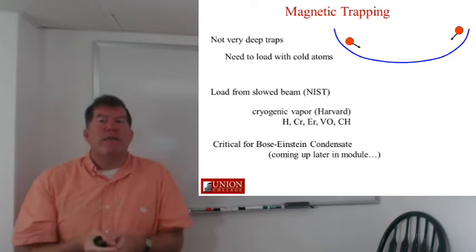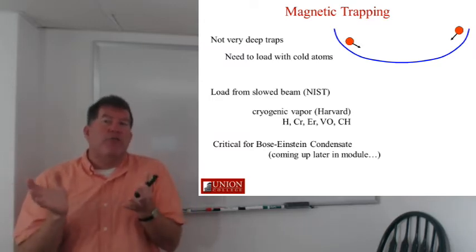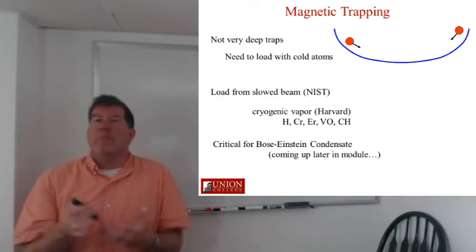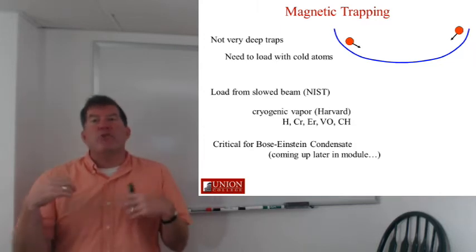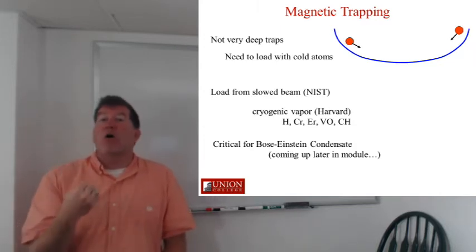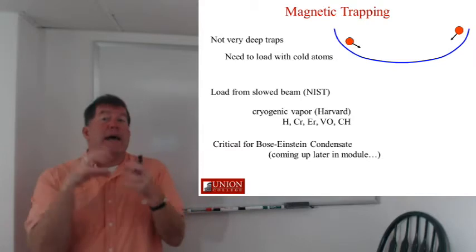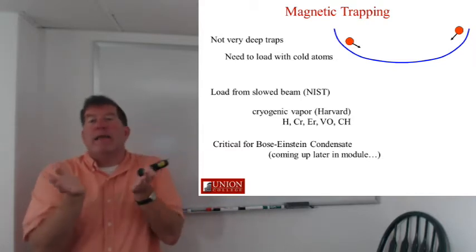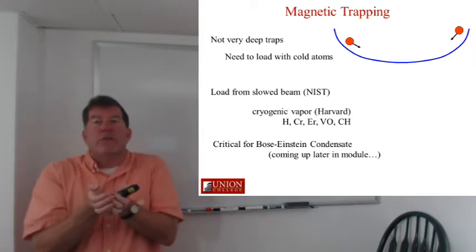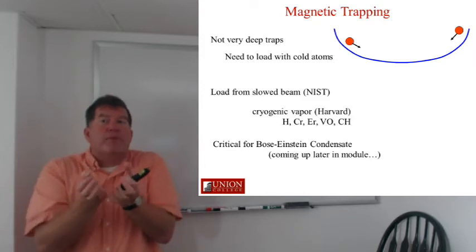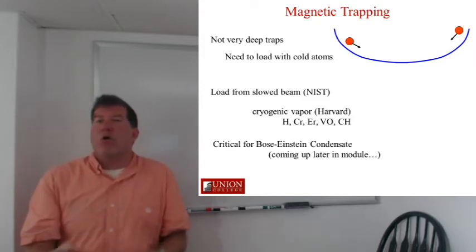The one issue with this is that the forces that you can exert with magnetic traps are not very big, right? So you have to start with atoms that are already cold. If you could get a bunch of cold atoms, then you can turn on a magnetic field that has a minimum in the center of the trapping region, and then you'll trap those atoms. But the atoms have to be very, very cold to begin with.